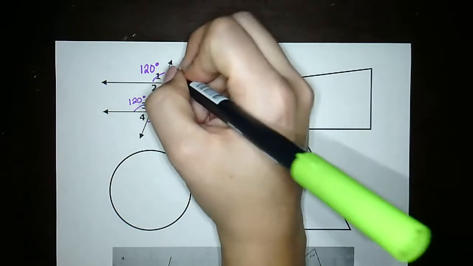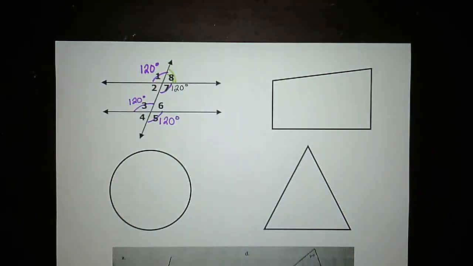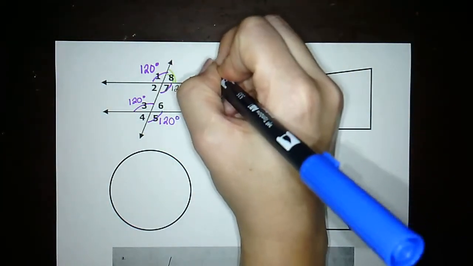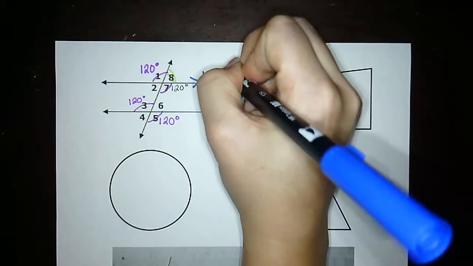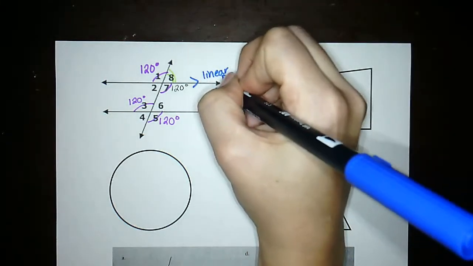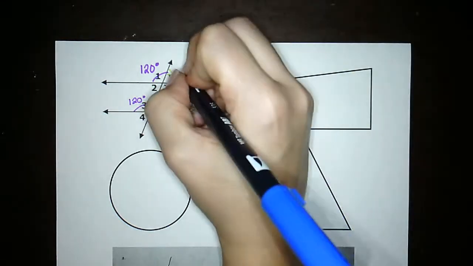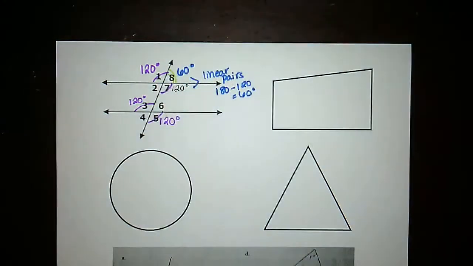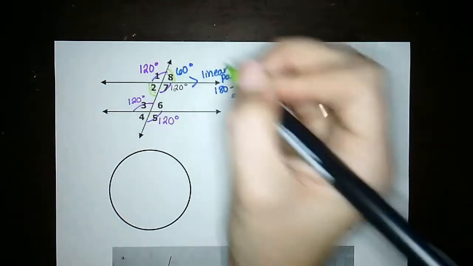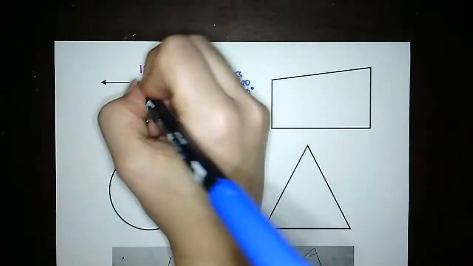So then I can look at 8. How do I figure out what 8 is? Well, I know that these two together are linear pairs, so they equal 180. So all I do is take 180, subtract 120, and I get 60 degrees. So angle 8 is 60. And I see that 2 is the same, 6 is the same, and so is 4. So all of these are 60.